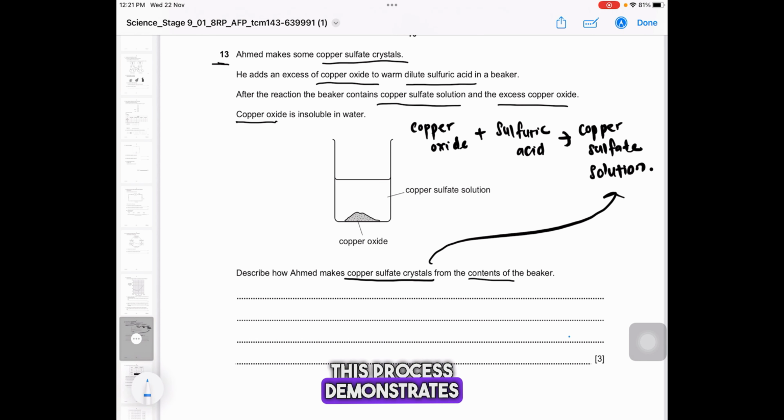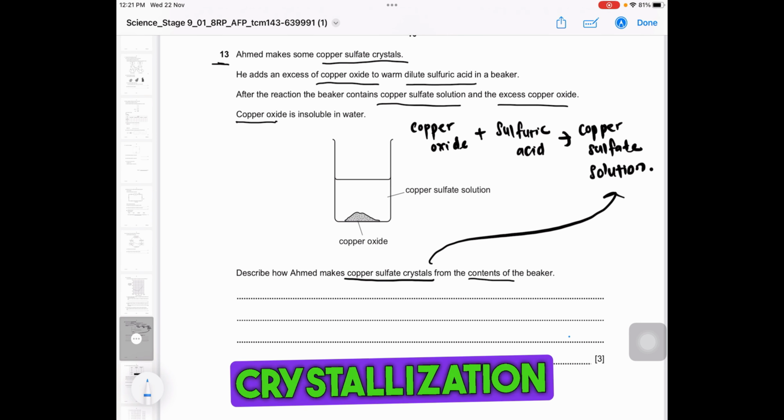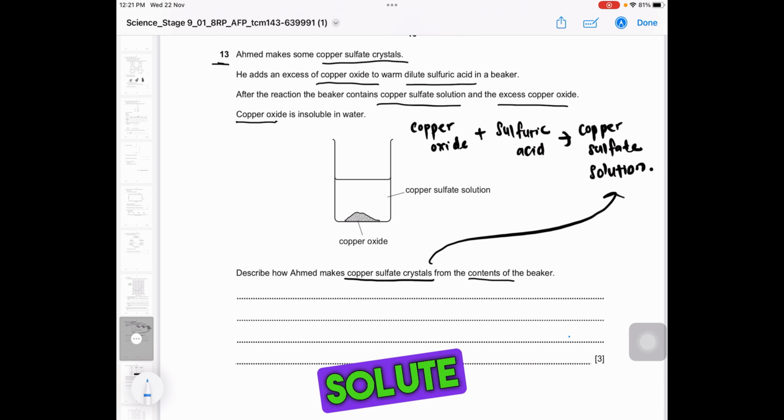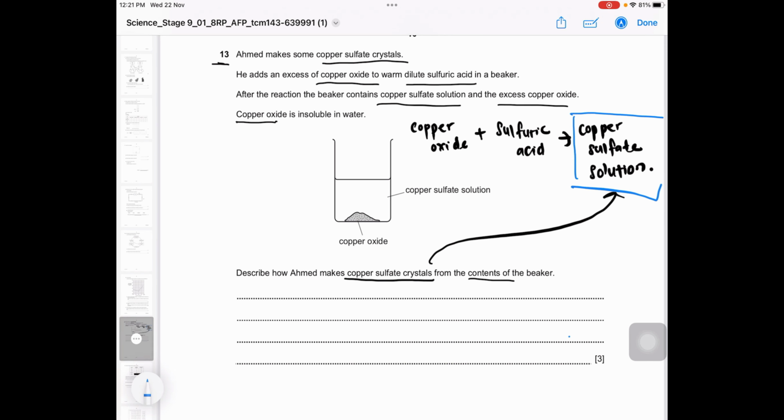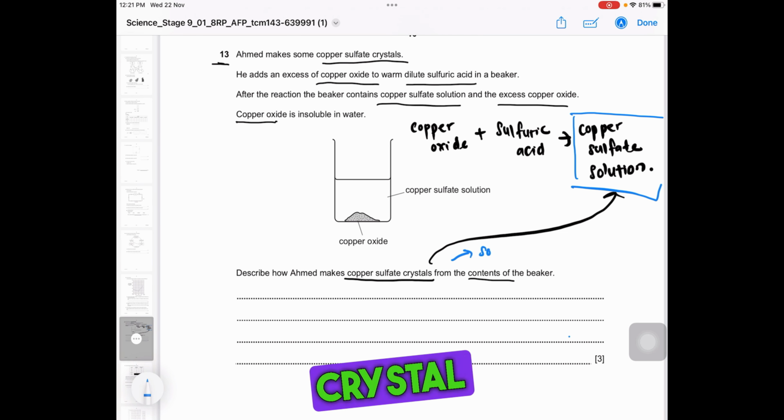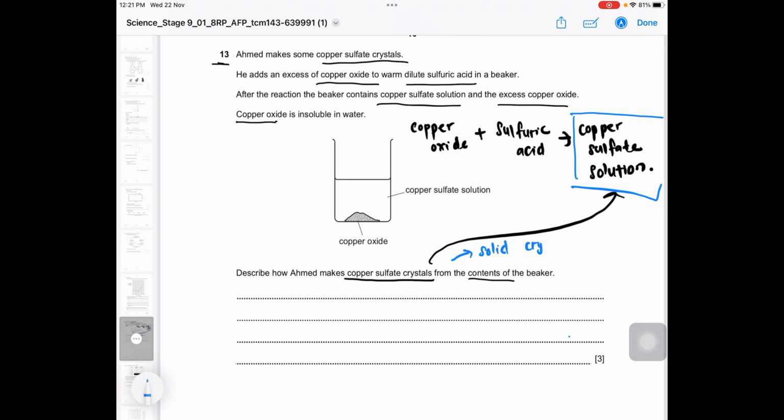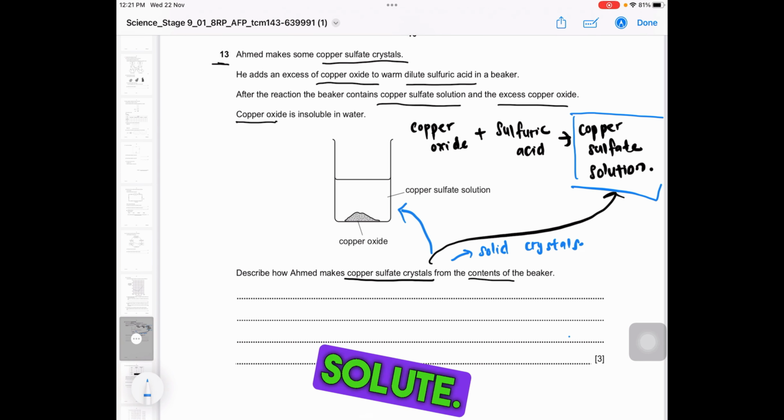This process demonstrates the principle of crystallization, where the dissolved solid, in this case copper sulfate, precipitates out as solid crystals. So when the solvent, that means the solvent in the beaker, in this case water, evaporates, it leaves behind the solid copper sulfate in its solid form. So how are we going to make that?